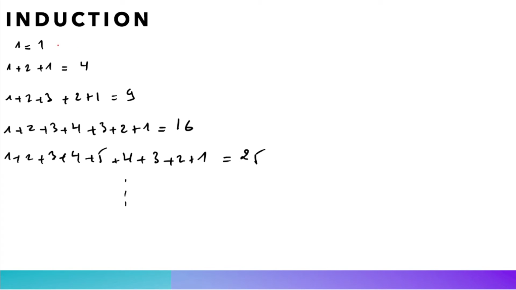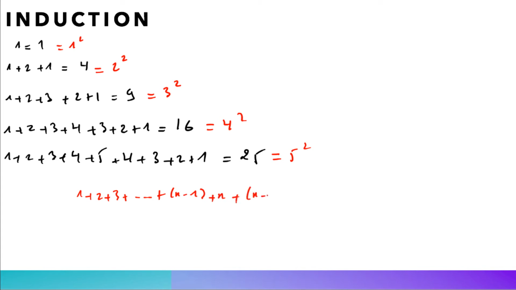Once again, we notice here that 1 is equal to 1 squared, 4 is equal to 2 squared, 9 is equal to 3 squared, 16 is 4 squared, and 25 is 5 squared. Interesting. From these examples, one could conjecture that 1 plus 2 plus 3 plus ... plus n minus 1 plus n plus again n minus 1, and going backward plus n minus 2 plus ... plus 3 plus 2 plus 1 is actually equal to n squared. And this, of course, holds for every positive integer n.